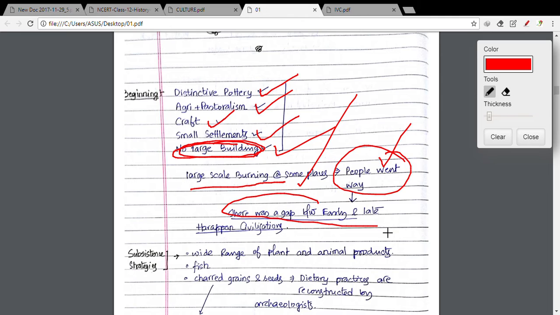There was a gap between the early and the late Harappan civilization. So that means during that transformation, something must have happened. We are yet to know about it.